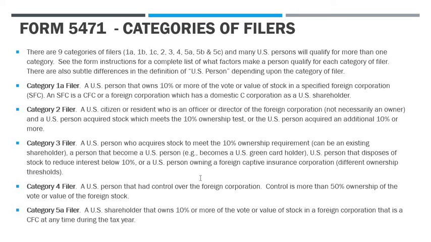Now, Cat 4 filers, these are U.S. persons that had control over the foreign corporation. So again, we're going U.S. person, so they meet the 10% ownership test.